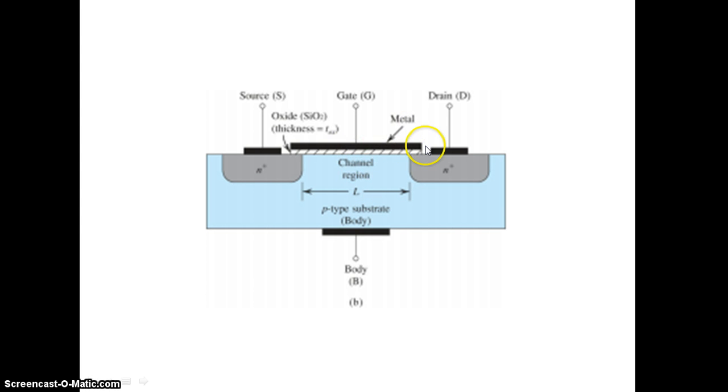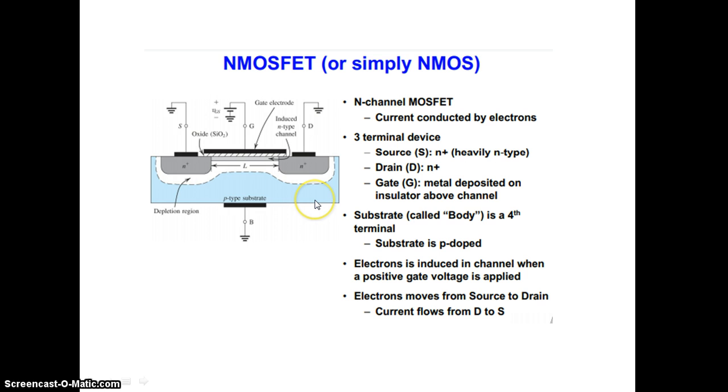So two layers, metal and oxide, are there over the substrate. So it is called the metal oxide semiconductor FET. From that the gate terminal is taken. So this is the structure of the MOSFET. This is the N channel MOSFET, with source, drain, gate and substrate. Electrons are induced in the channel. This is called the depletion region.